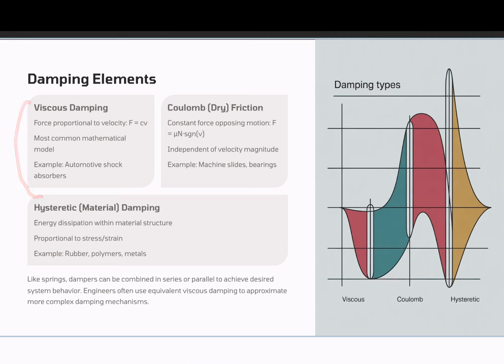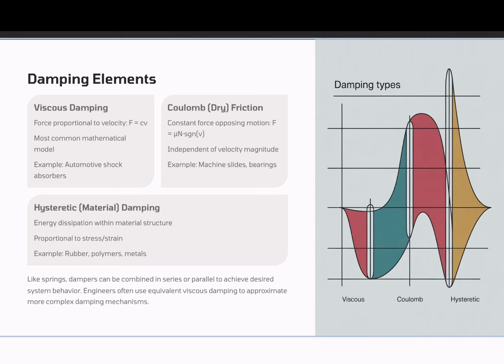Viscous damping is the most common type, where the damping force is proportional to the velocity: F equals CV. A real world example is the automotive shock absorber. This model is widely used in vibration analysis because it's mathematically simple and effective.